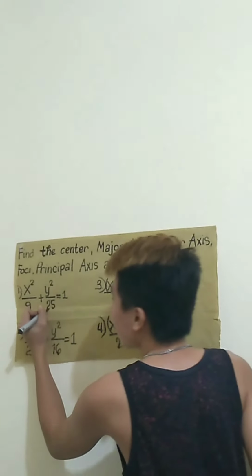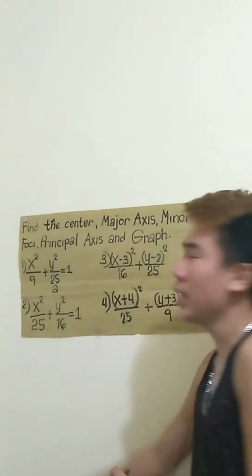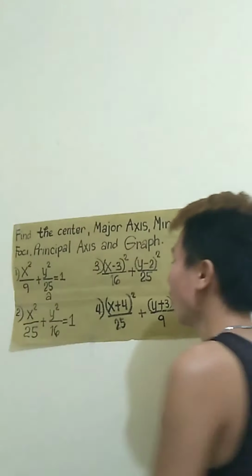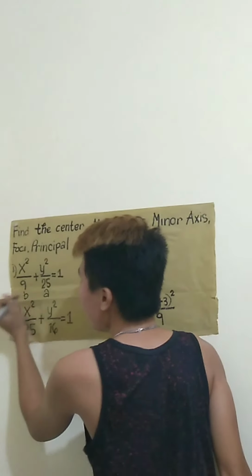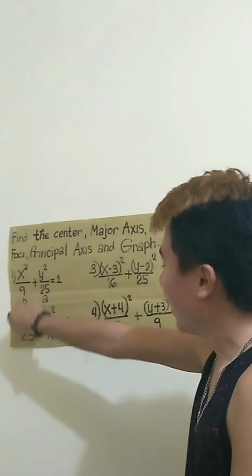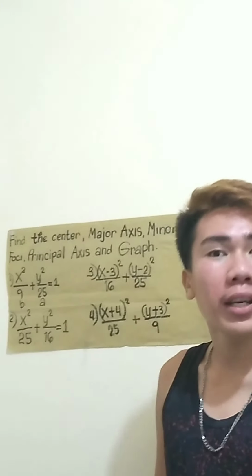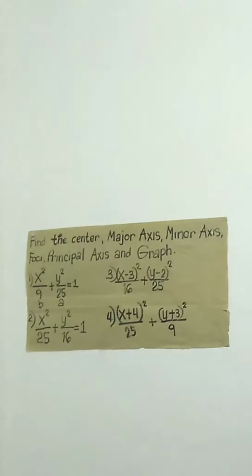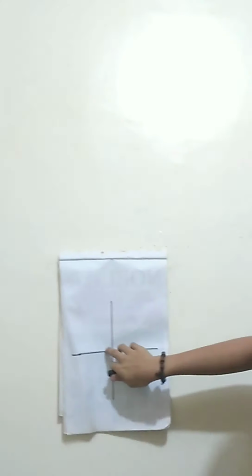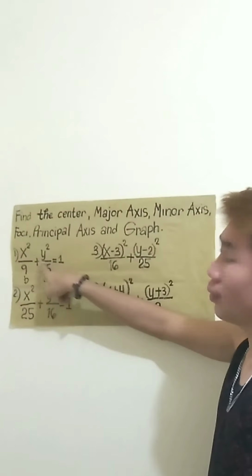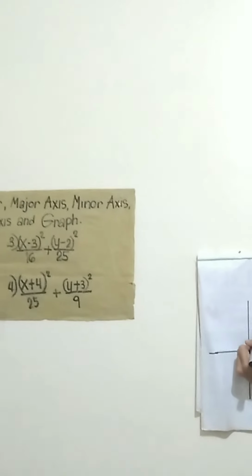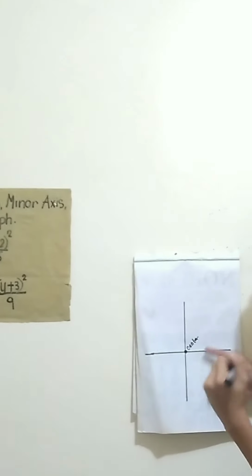this is a, the major axis, while this 9 is smaller, so it is the minor axis. So b. A means the ellipse runs vertical. Okay, vertical. So we will put it vertical, which means its center is 0, 0. The center is here. Okay, the center.